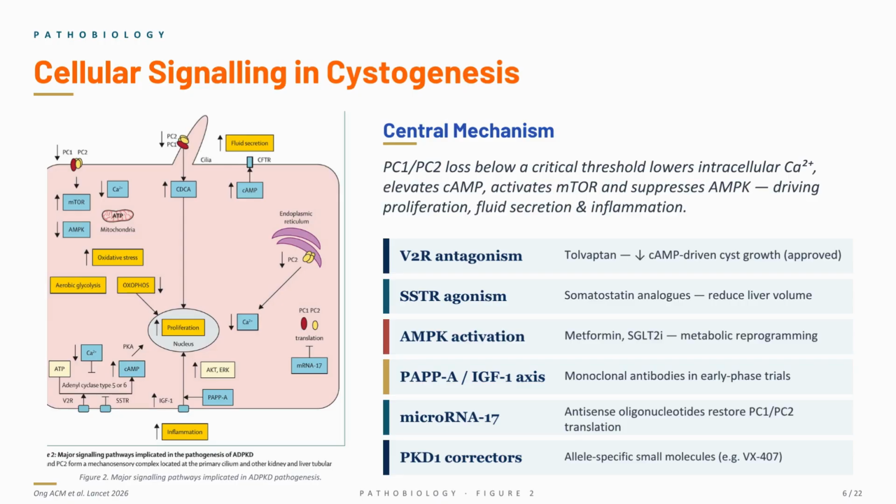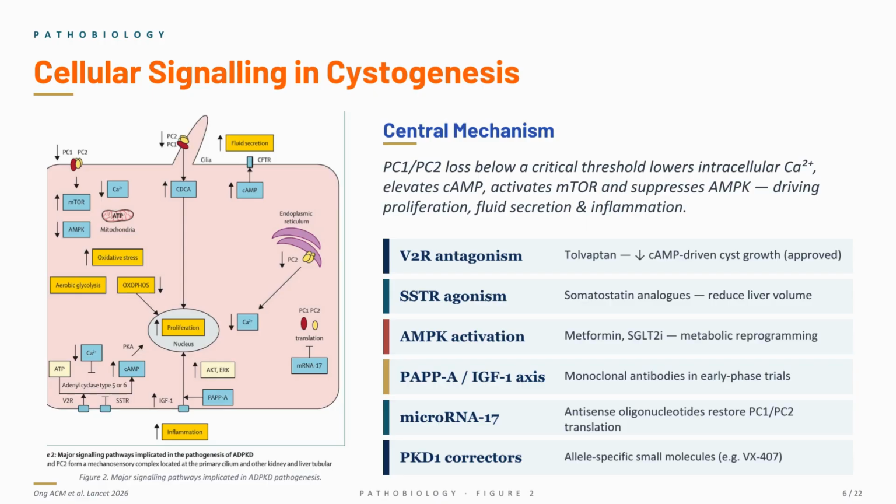Now, based on this pathway, we have several therapeutic targets. First, V2 receptor antagonism, tolvaptan, which reduces cAMP and slows cyst growth. Second, somatostatin analogs, targeting cAMP signaling and particularly useful for liver cysts. Third, AMPK activation using agents like metformin or SGLT2 inhibitors, aiming at that metabolic reprogramming.